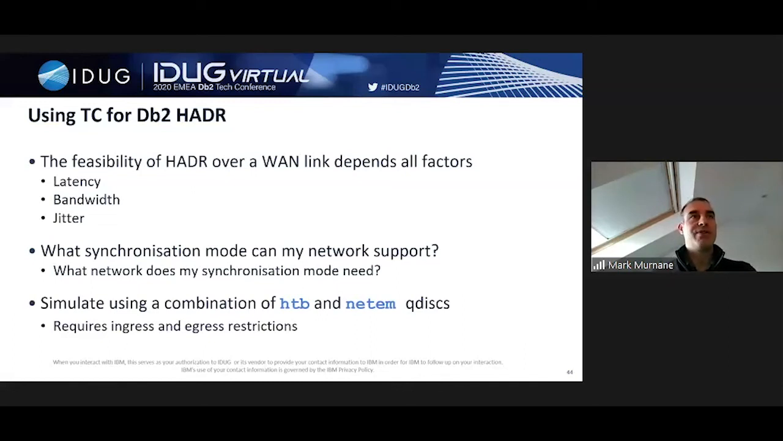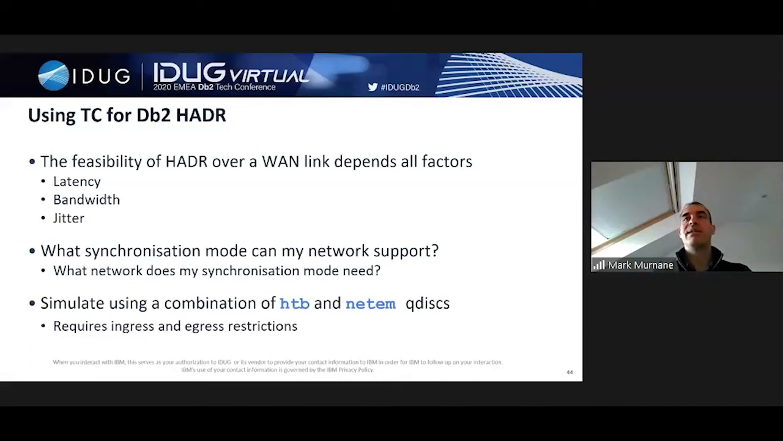So there are really two questions when you're looking at HADR and networks. First of all, what synchronization mode can my network support? But the corollary to that is, what network does my synchronization mode need? So I might have a business need that says I must use sync or near sync, but the question is, can my network support that?